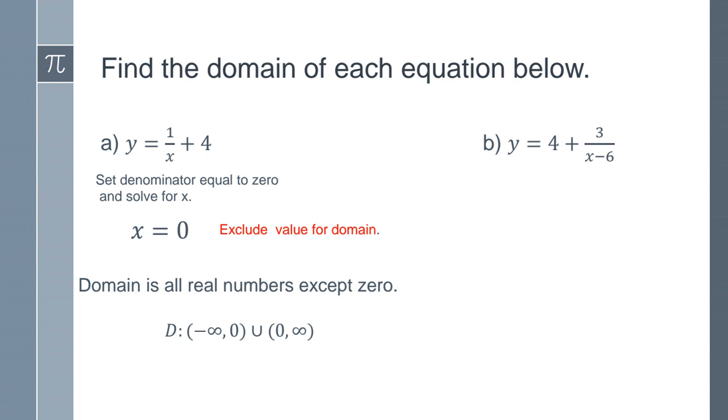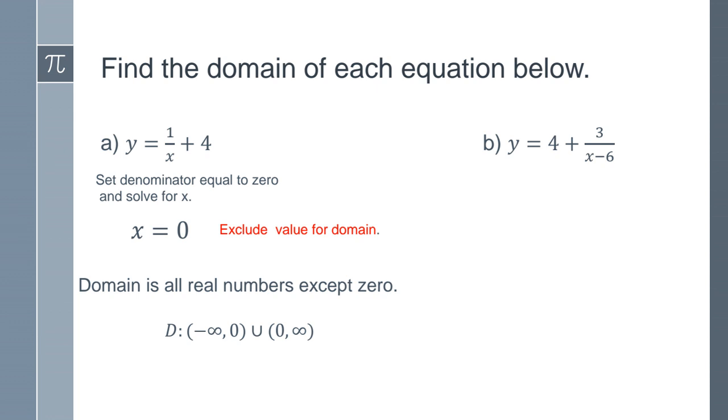This symbol means and in interval notation. So all the negative numbers and all the positive numbers. And again, in interval notation it starts at 0, but we're not using 0, so we use a parenthesis all the way up to positive infinity. So this is my domain for this equation right here.